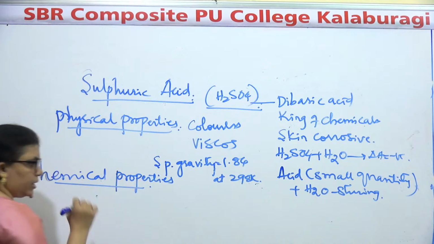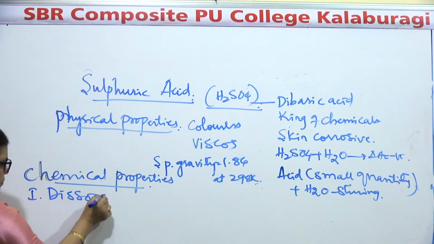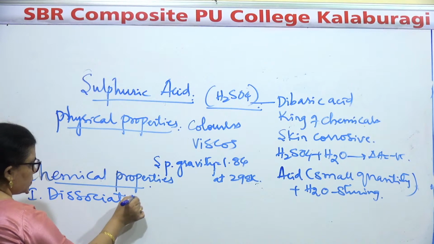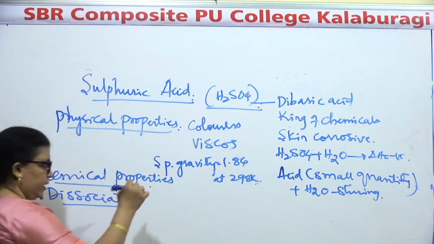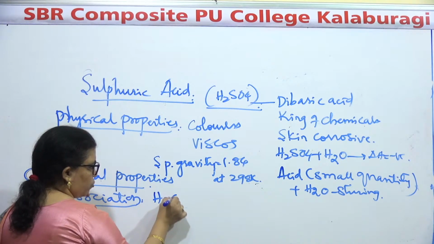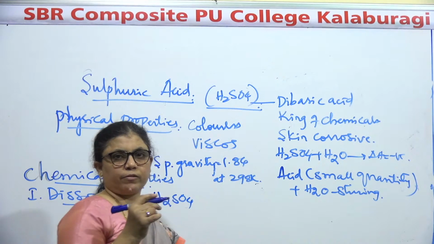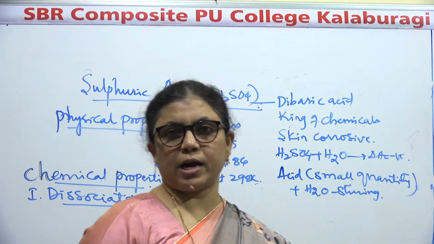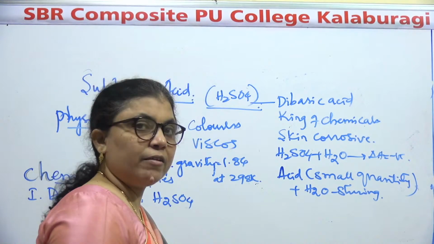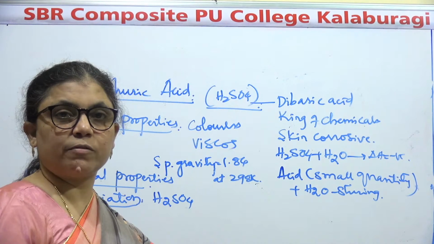Chemical properties of sulfuric acid. The first one is dissociation. Sulfuric acid, H2SO4, as I said already, is a dibasic acid. That means it has two replaceable hydrogen atoms, or we can say two replaceable hydrogen ions. That's why its basicity is 2.